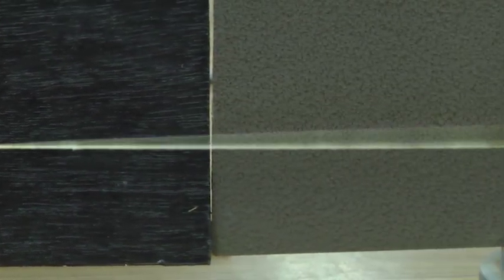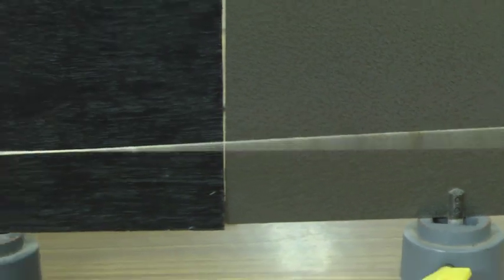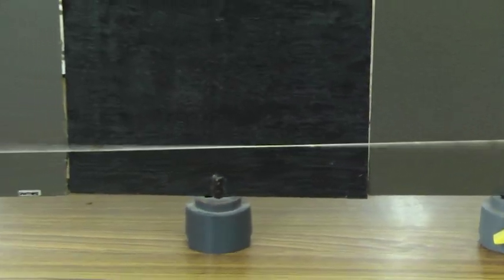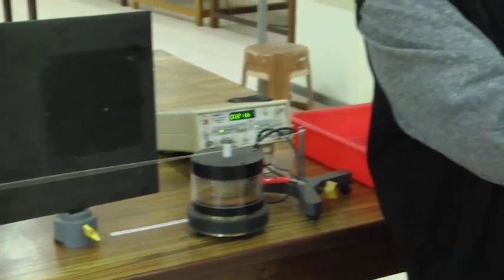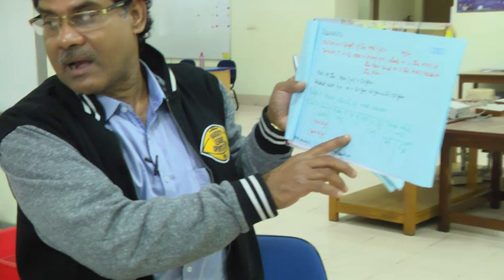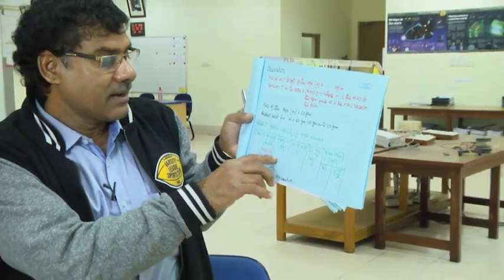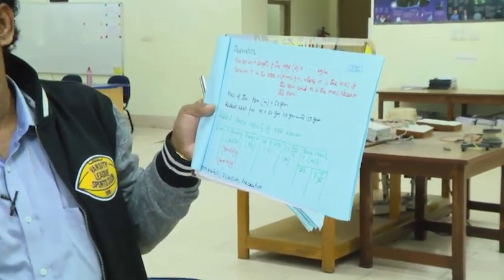Also, you have to note down the least count of this frequency meter, and that is basically 0.1 hertz, okay? So you have to note down this frequency, and for that frequency, the number of loops you have to note down, the number of loops 2. Now then you change frequency, number of loops you will get 3.